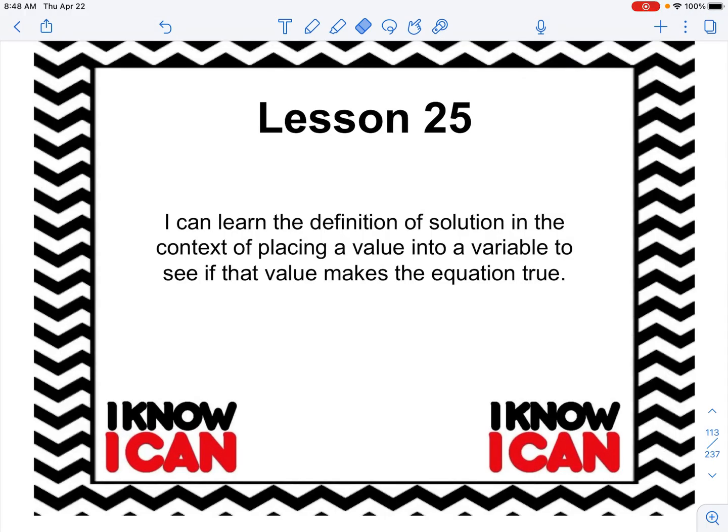All right, guys, let's go ahead and get started with lesson 25. Today's lesson tells us I can learn the definition of solution in the context of placing a value into a variable to see if the value makes the equation true. So what we're pretty much doing is the same thing as yesterday, but only focusing on one main solution.